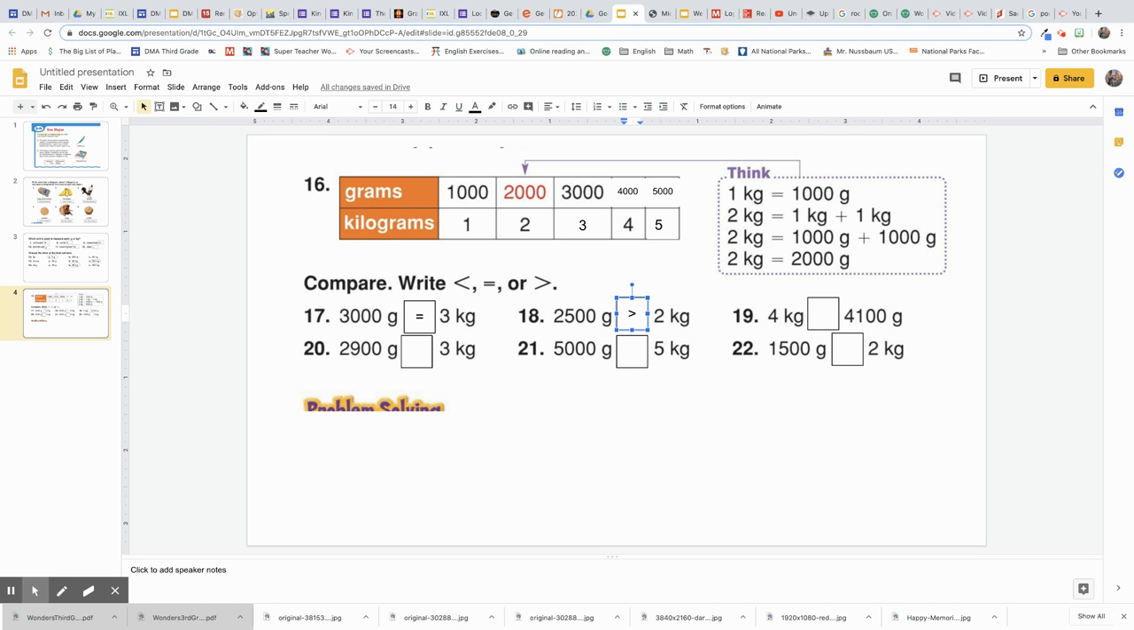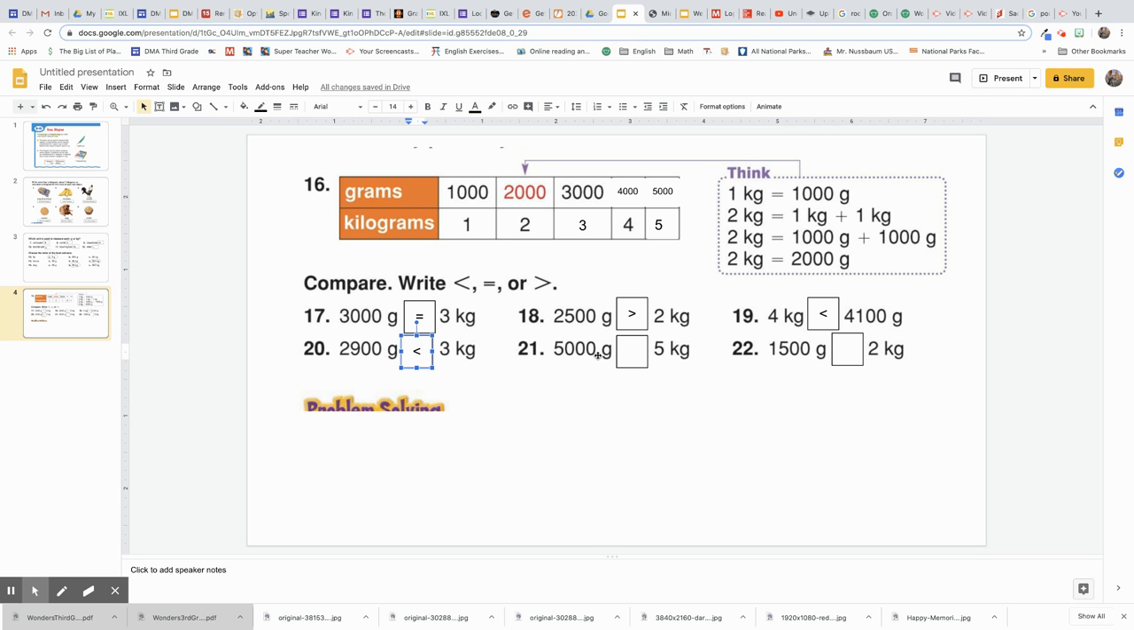Number 19, 4 kilograms. Well, that's up here. Well, 4 kilograms equals 4,000 grams. Here we have 4 kilograms and 4,100 grams. Well, this is bigger, so we would have to say less than. Let's look at this one. 2,900 grams and 3 kilograms. Well, up here, 3 kilograms equals 3,000 grams. Well, this is less than 3,000 grams, so easy there, less than.